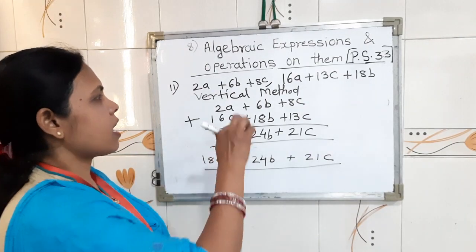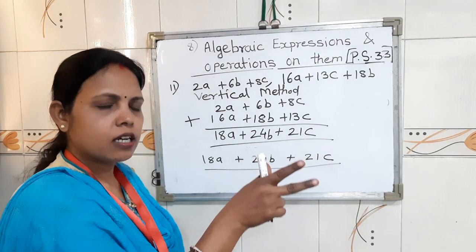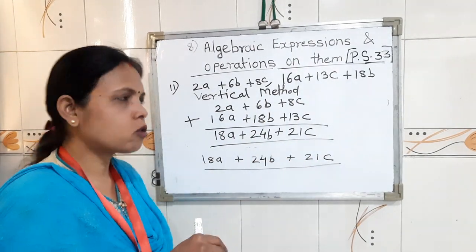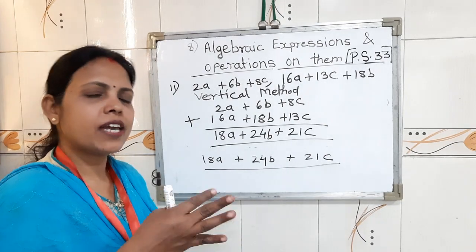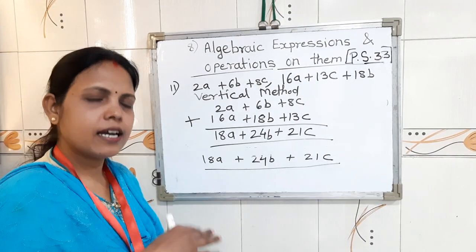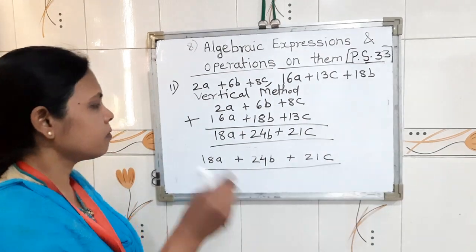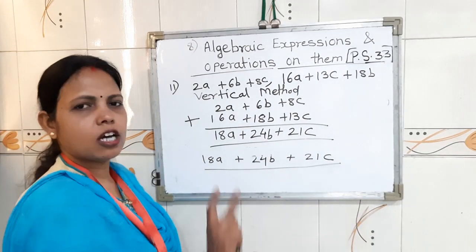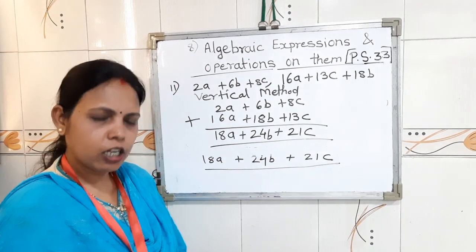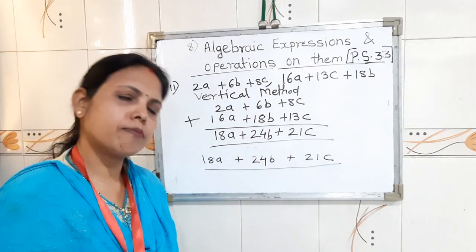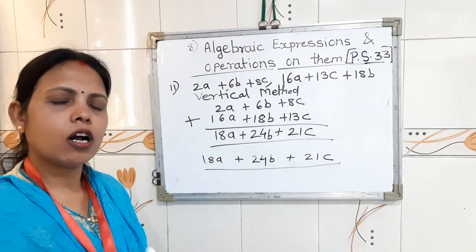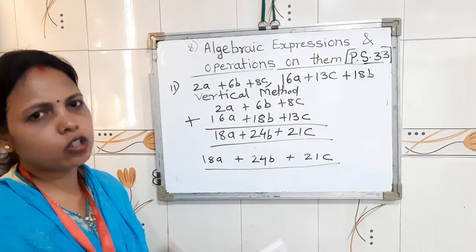Why are we solving both methods? Because we have to know how to solve in the horizontal method as well as in the vertical method. Only for learning we are doing both methods. I hope when you solve, at that time also you will solve all the given questions in both methods.